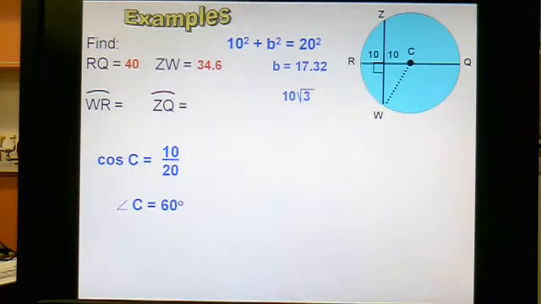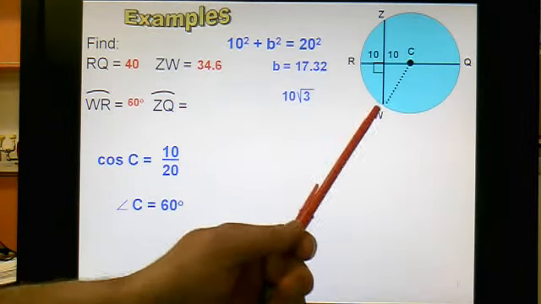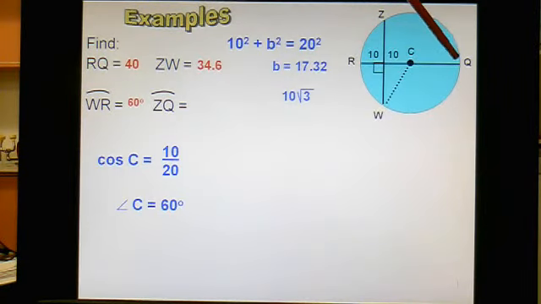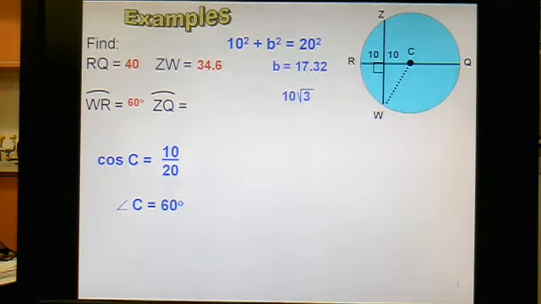Because that's a diameter, you know that this whole thing's 180. If that's 60, that leaves 120 here. You know that if this is 120, this is also 120 because this diameter is cutting the circle in half. So 60, 60, and 120 and 120. There's your last value. ZQ is 120.